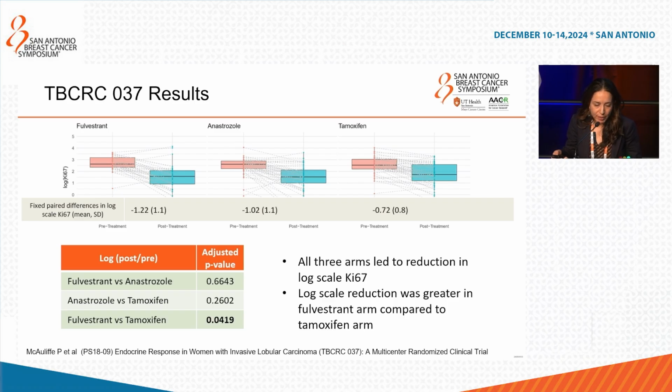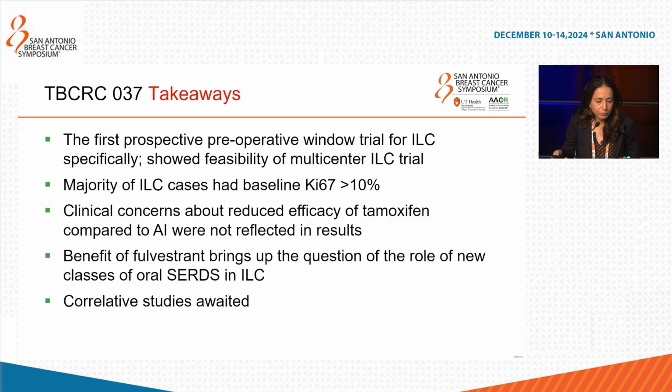In all 3 treatment arms, Ki-67 did decrease after 3 to 4 weeks of treatment. When comparing the magnitude of decrease between the treatment arms, there was no statistically significant difference between the fulvestrant arm and the anastrozole arm, or between the anastrozole arm and the tamoxifen arm. But the magnitude of decrease in Ki-67 was significantly larger in the fulvestrant group compared to the tamoxifen group.